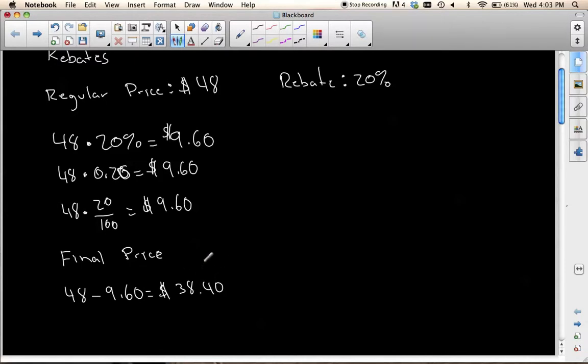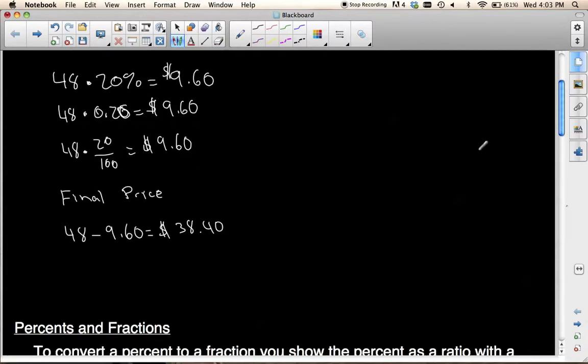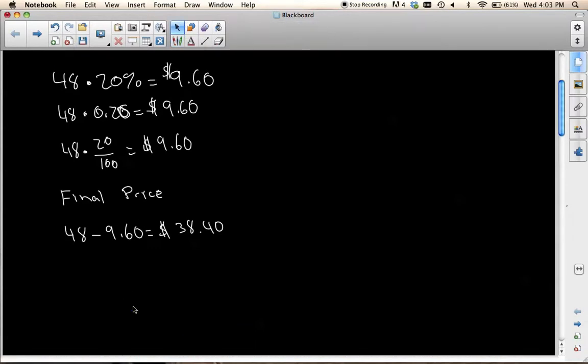So you can also do it another way, do it in one shot, which is I can calculate the price of what's being paid. So if I take off 20%, I'm only paying 80%. So let's say 100% of my item costs $48. So full price is 48, and I'm saving 20%. So if I subtract 20 from 100, I'll get 80%.